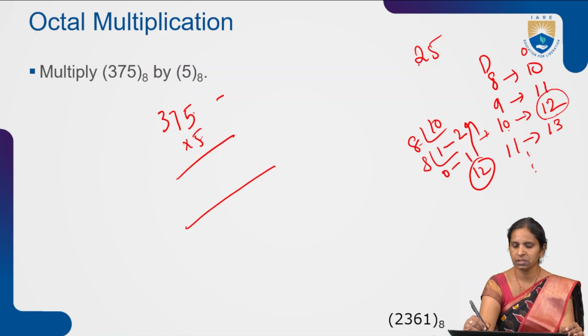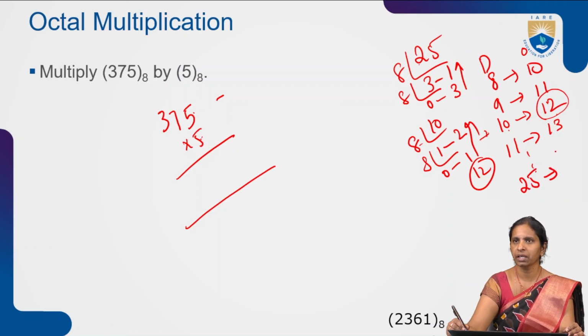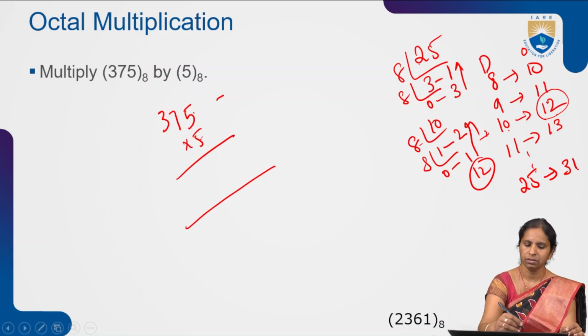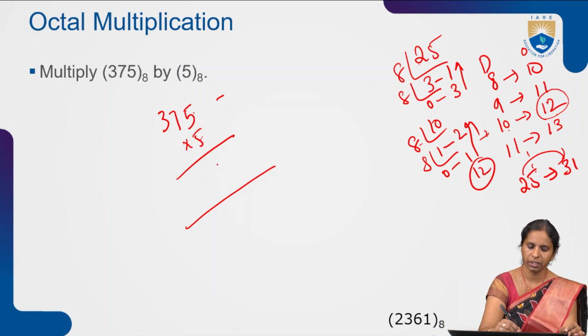Similarly, you want to convert this 25 into the octal number system. How do you convert it here? So 8 3s are 24, the quotient is 3 and the remainder is 1. And 8 zeros are 0 and the remainder is 3. Therefore 25 in the decimal number system is equivalent to 31 in the octal number system. So 5 into 5 equals 25, but 25 in octal is 31. Therefore write down 1 here and carry 3.